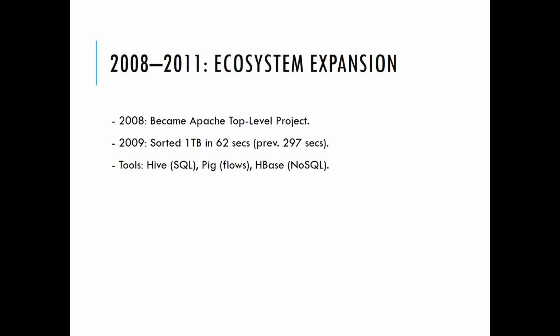Tools proliferation. Recognizing that not everyone wants to write Java MapReduce code, powerful tools emerged. Hive, developed at Facebook, brought familiar SQL-like querying, HiveQL, to Hadoop data, opening it up to a vast pool of analysts. Pig, developed at Yahoo, provided a high-level scripting language, Pig Latin, for expressing complex data flows and transformations. HBase, modeled after Google's Bigtable, offered a NoSQL, column-oriented database on top of HDFS for real-time read/write access. This period transformed Hadoop from a powerful engine into a versatile data platform.